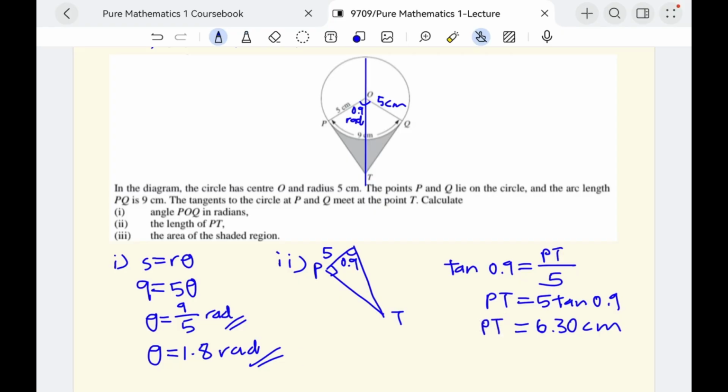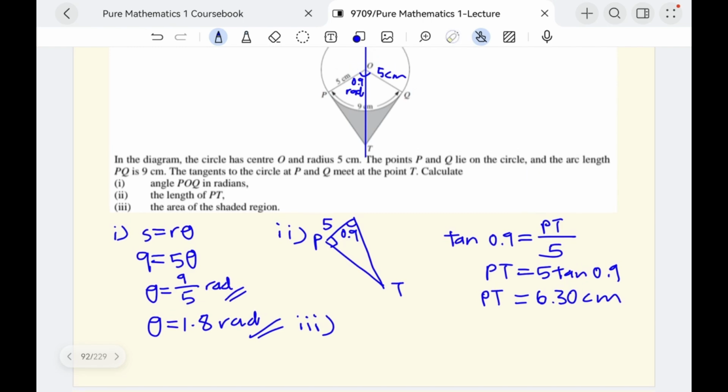And let's move on to the third part. Find the area of the shaded region. So how are you going to calculate the area of the shaded region? Okay, it's the same technique. The area of the shaded region is twice the area of the triangle minus the area of the sector.